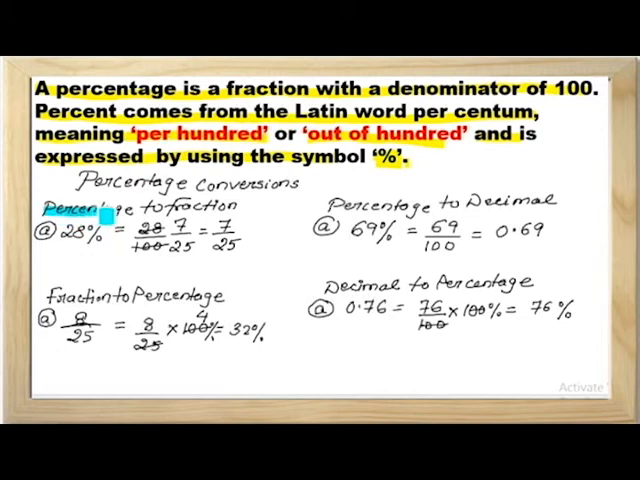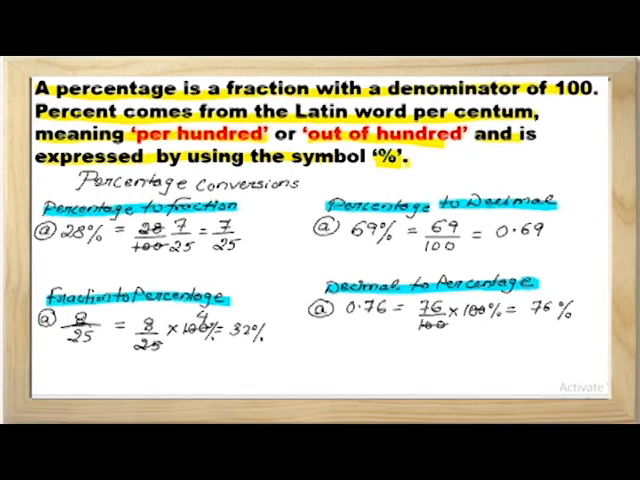So first is percentage to fraction, then fraction to percentage, percentage to decimal, and at last decimal to percentage.